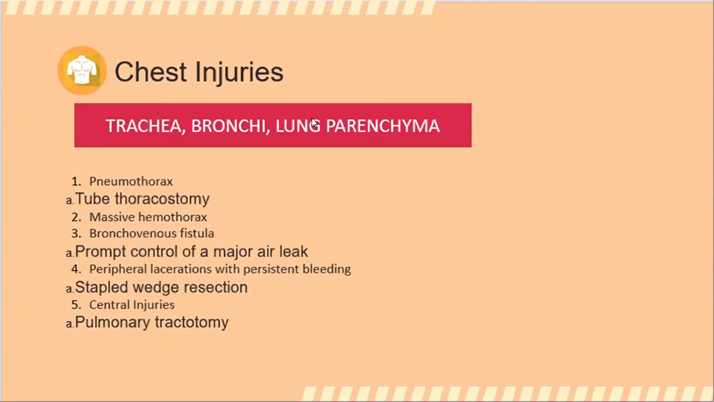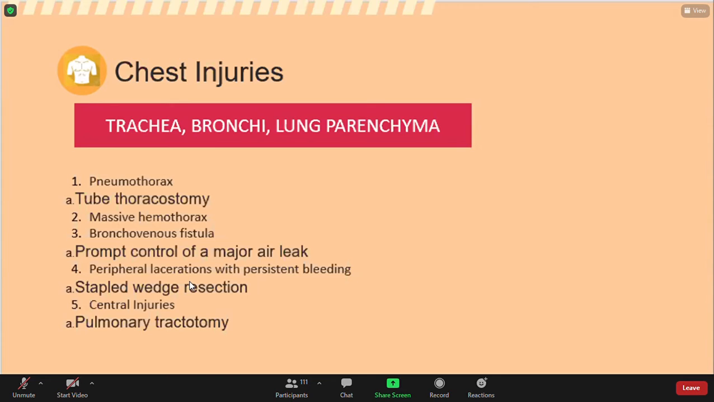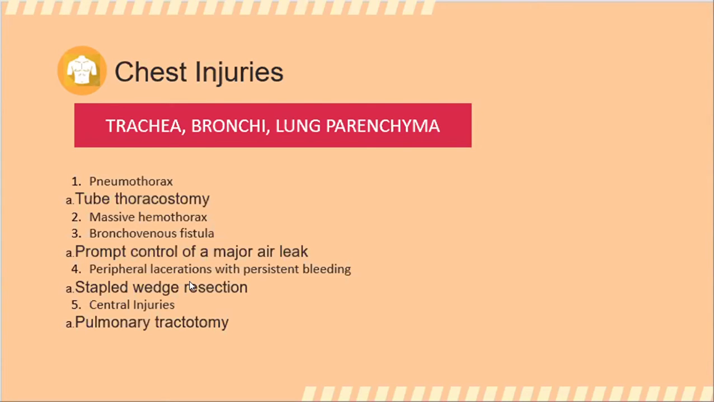Pulmonary tractotomy is done when there's a lung parenchymal injury, where you explore the lung parenchyma further and identify major bleeders or bronchioles that are open. You ligate them to prevent communication between your tracheobronchial tree and your pleural space. And we also identify bleeders to prevent further accumulation of your hemothorax.